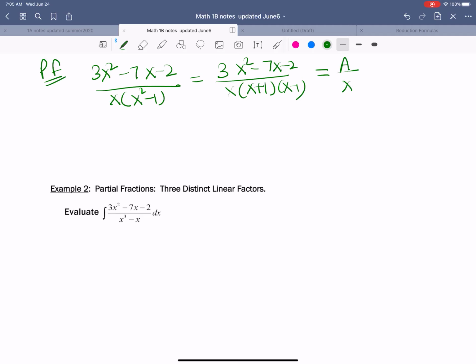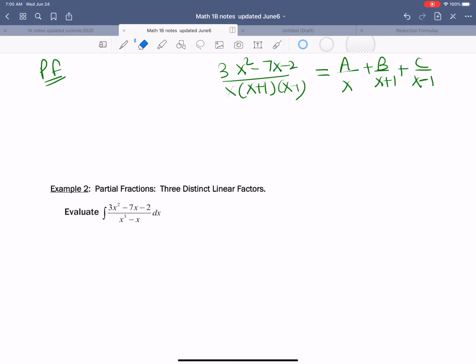So I can say a over x plus b over x plus 1 plus c over x minus 1. We can set up three distinct linear factors here, three different fractions because we have three distinct linear factors. Now, back to the problem.